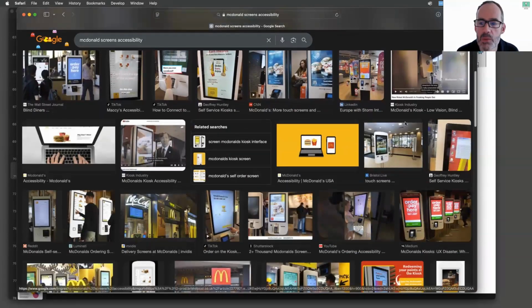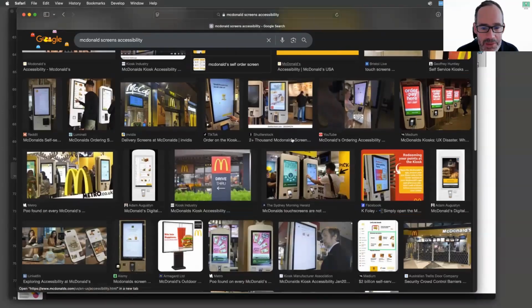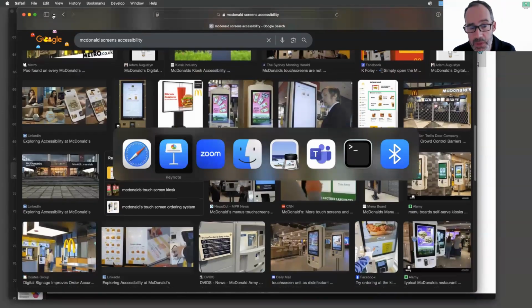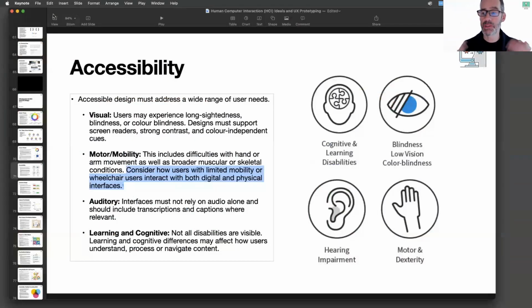Rather than having a new sort of interface, it could be used to deter kids from eating unhealthy food, but I don't think McDonald's are going to do that. So something as basic as screen height could be an issue for somebody who is in a wheelchair. Auditory accessibility: interfaces or designs shouldn't rely on audio alone.